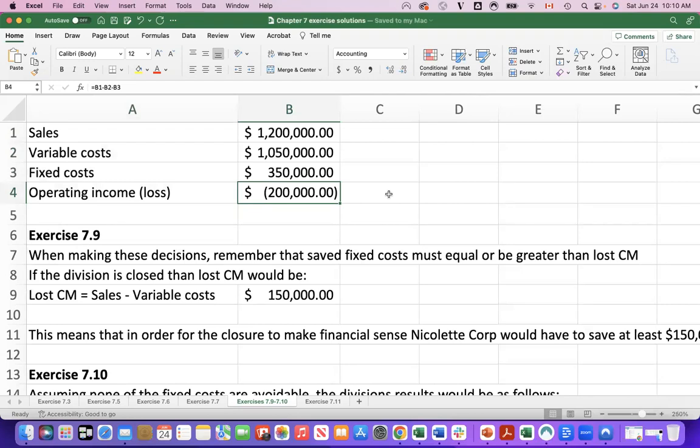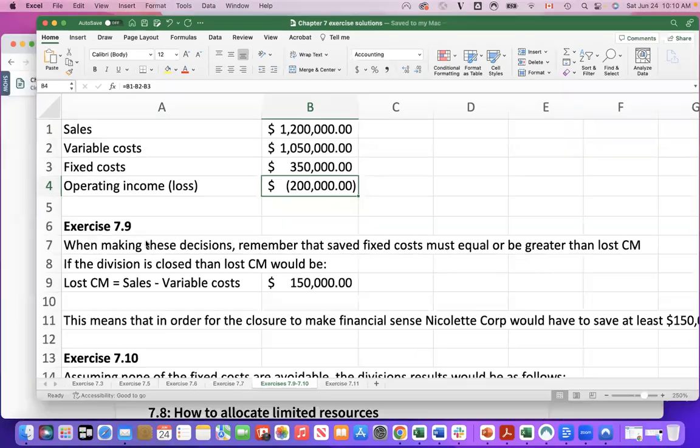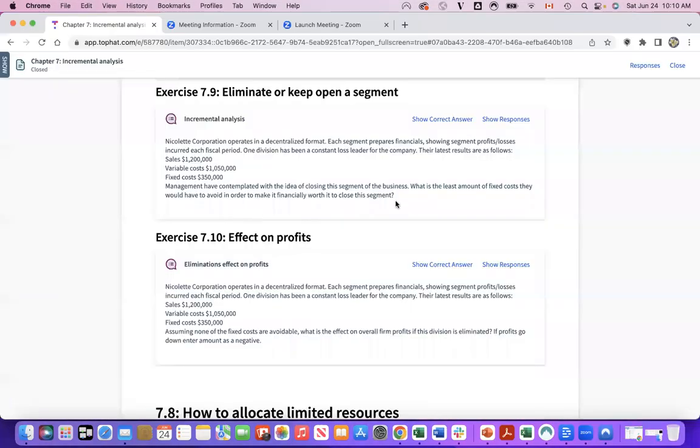But remember, that's not what to focus on. What to focus on is the amount of contribution margin you would be giving up relative to the fixed cost you would save by eliminating a segment. So exercise 7-9, again, remember, what are they asking? They're asking, what is the least amount of fixed costs they would have to avoid in order to make it financially worth it to close this segment?